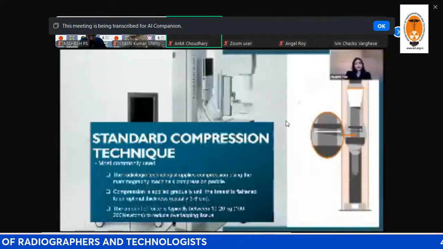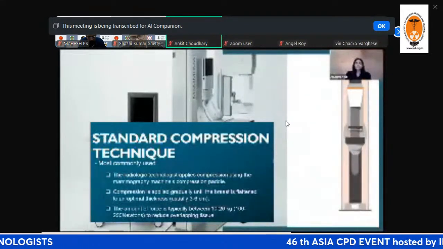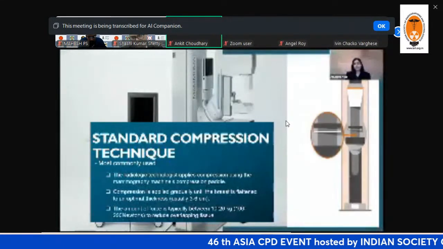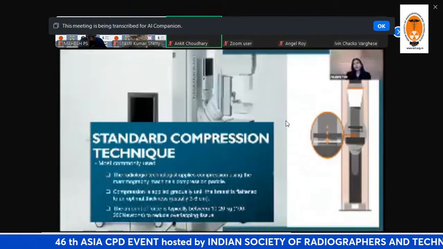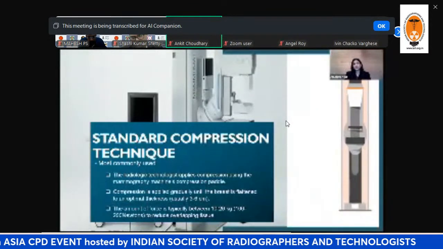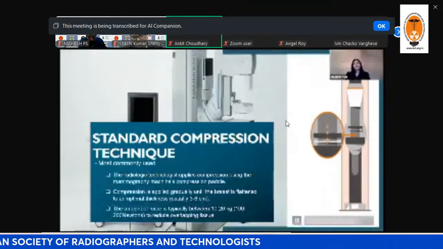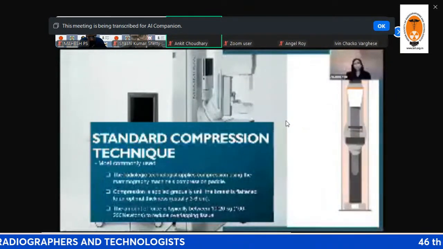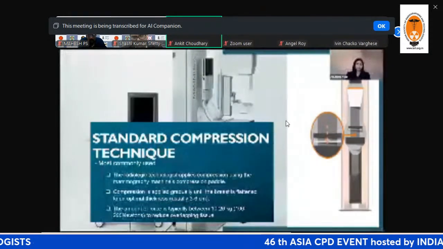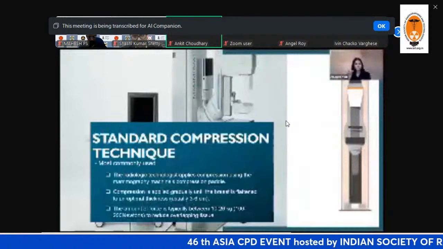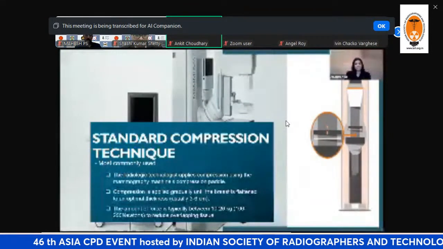Now, the standard compression technique that we use most commonly is where the technologist places pressure on the pedal. As you can see over here, there's a compression pedal down there, and the mammographic technologist will place pressure with the foot, and the pedal will go down and compress the breast tissue. So that is our basic, general radiographic mammographic procedure.